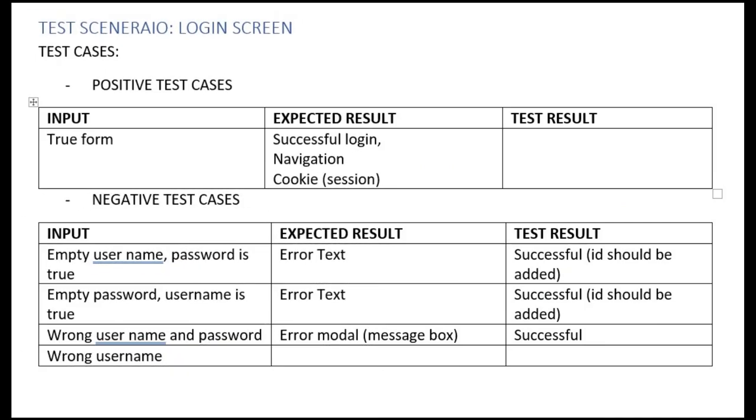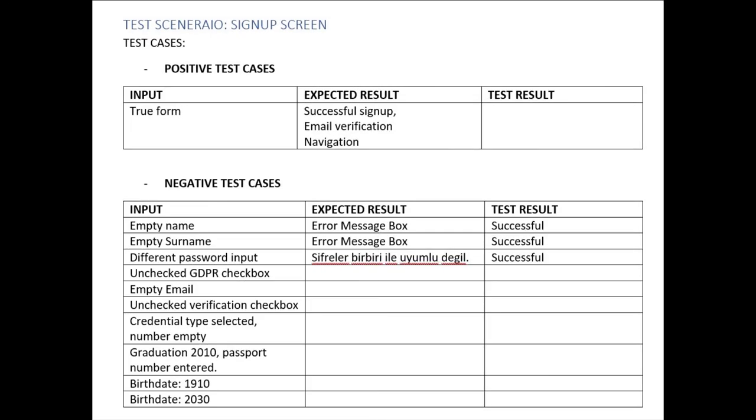Here are our two test scenarios for login and sign up screens. Under these scenarios there are several test cases. Positive test case means that if a user does something right, an event should happen. For example, user shall log in with the correct username and password. Negative test case means that if a user does something wrong, he should be warned or stopped from moving forward. For example, he shall not log in with empty password or username.